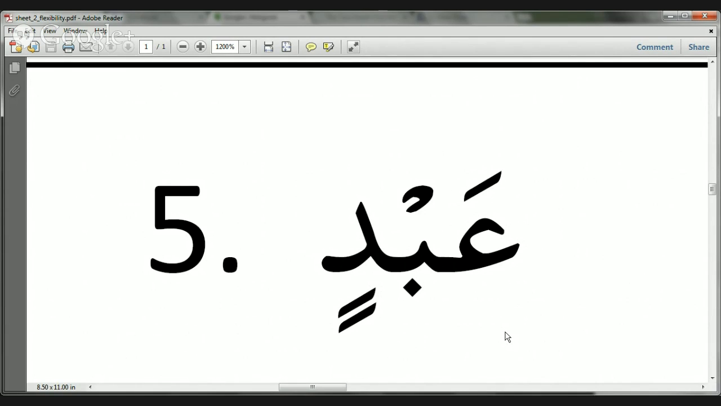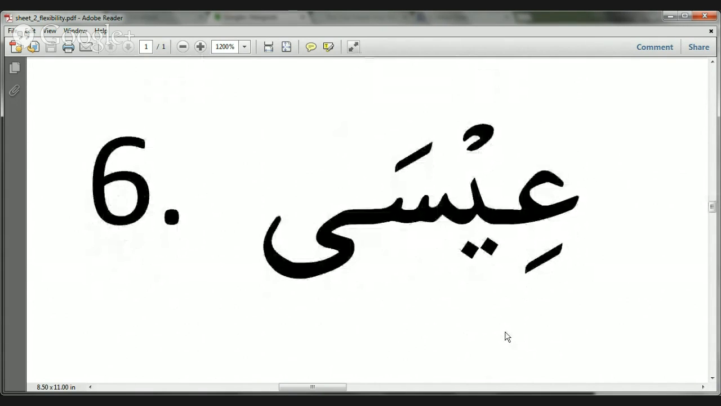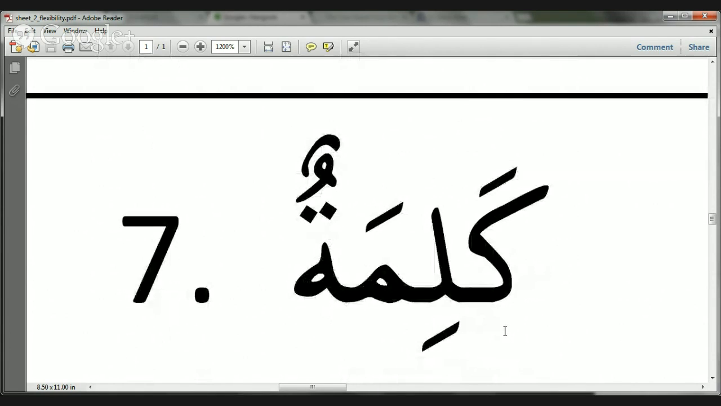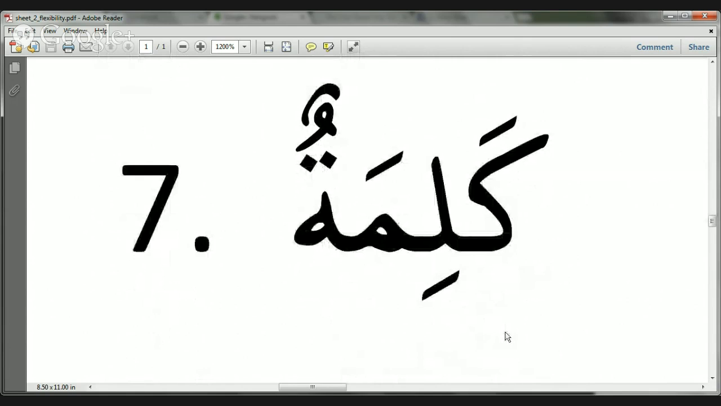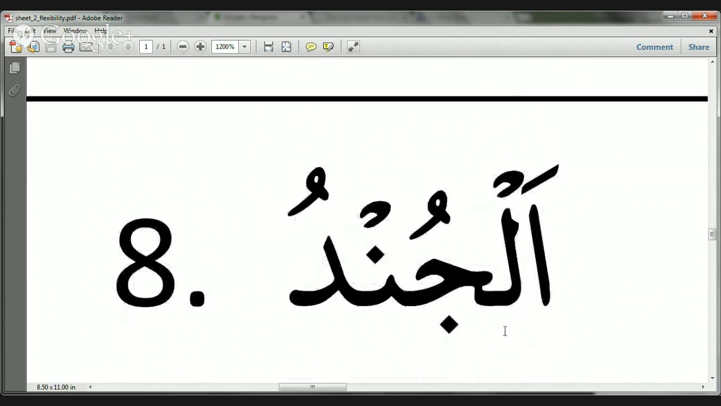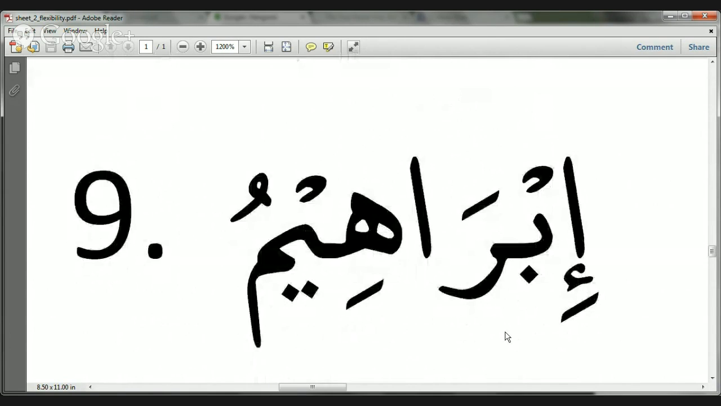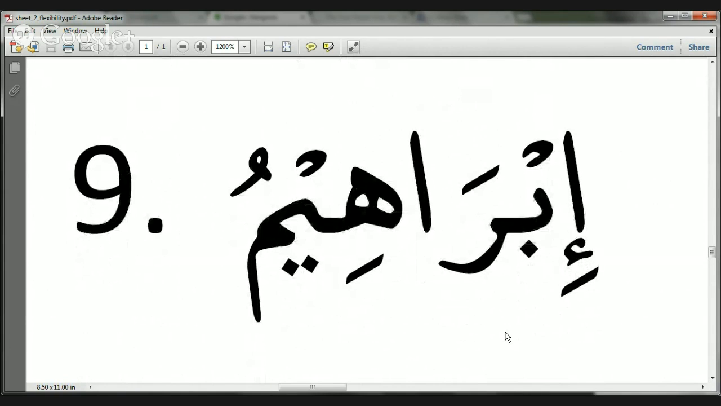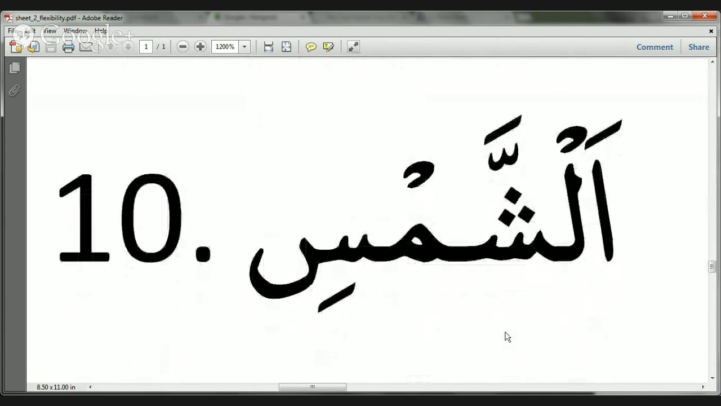Good. All right. Number 6, Isa. Non-flexible. Why? Because alif maksura. Number 7, kalimatun. Fully flexible. Why? Tanween. Good. 8, al-jundu. Fully. Why? Alif lam. Good. Number 9, partly flexible. Why? Non-Arab name. Good. Number 10, fully flexible. Why? Alif lam. Good.